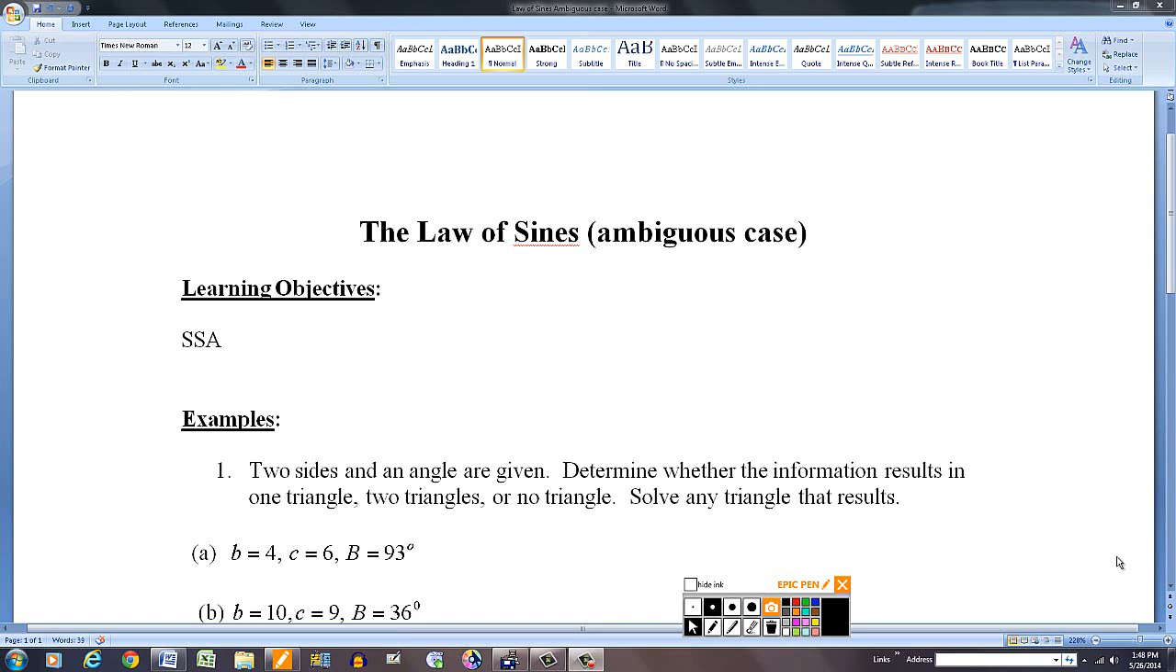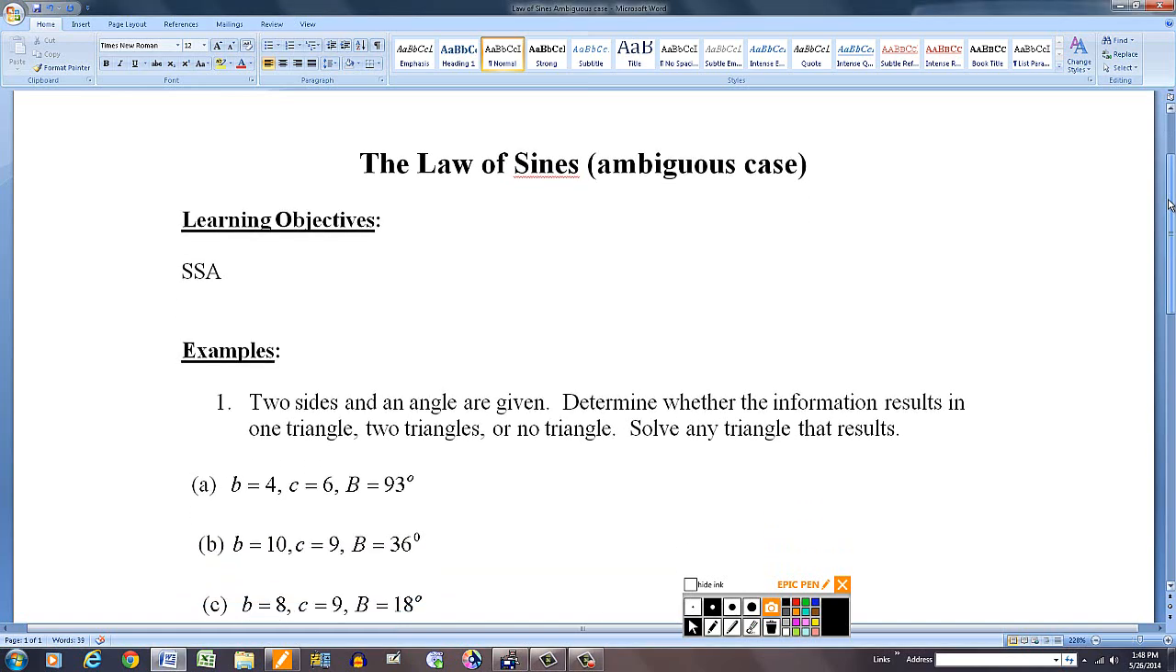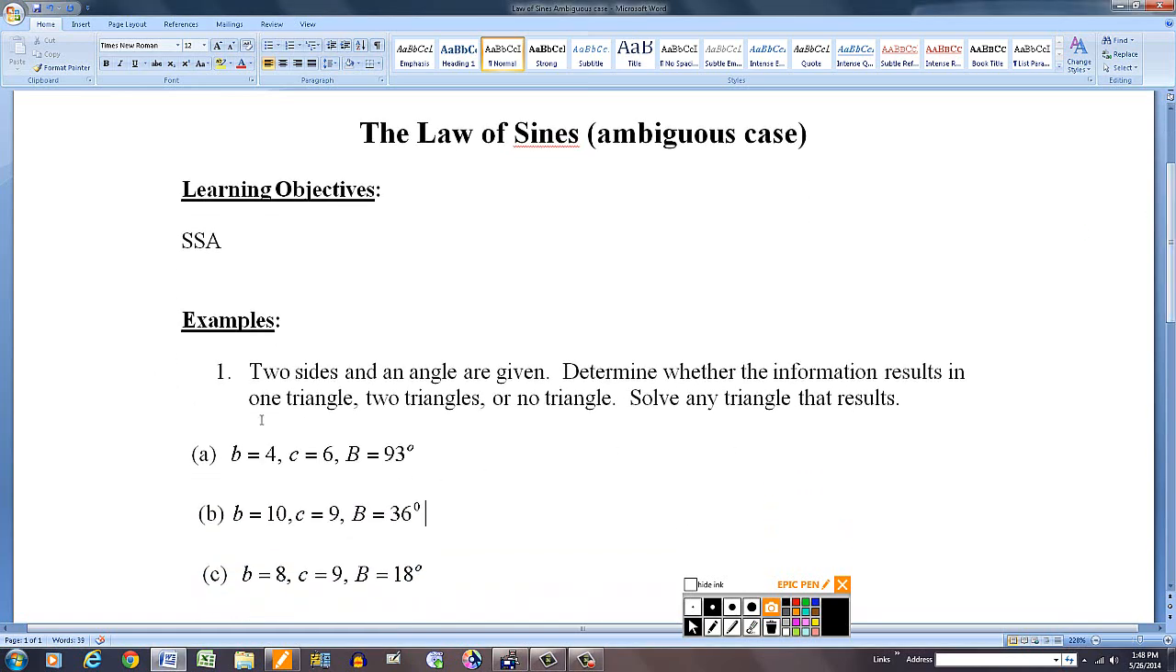Okay, in my last video I was working problems involving the law of sines, the ambiguous case. I had worked two examples, A and B. The instructions are given: two sides and an angle are given. Determine whether the information results in one triangle, two triangles, or no triangle. Solve any triangle that it results.